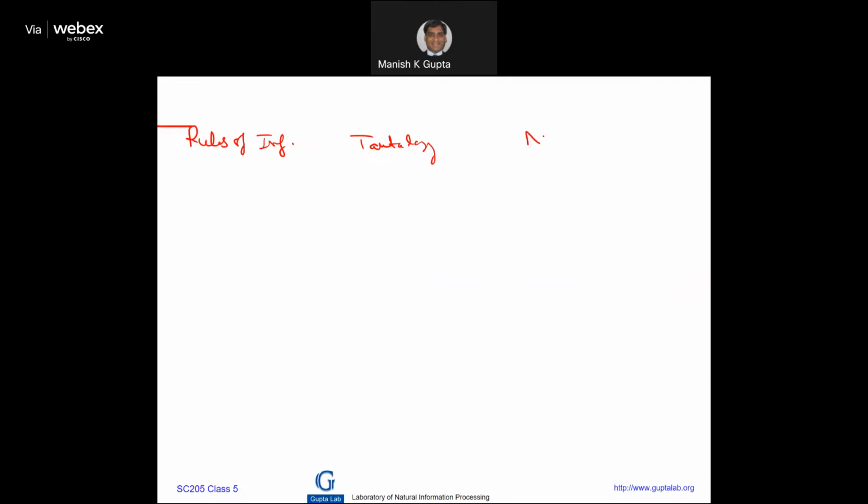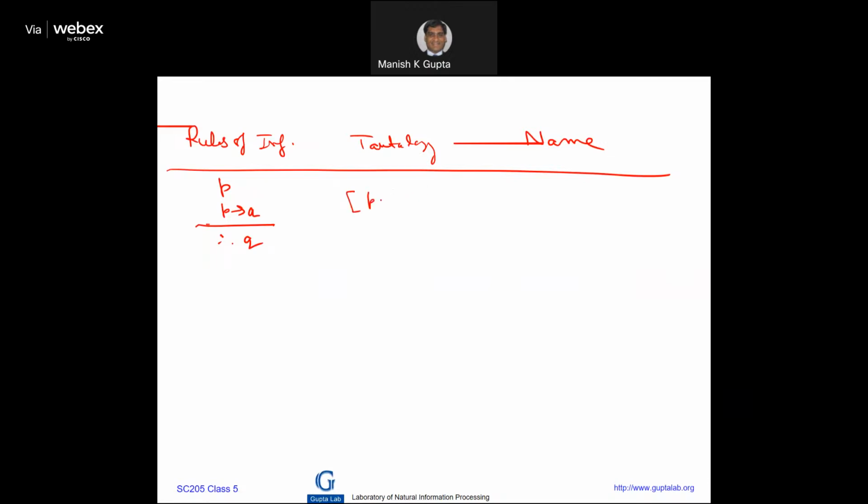Tautology and the name. P implies Q, therefore Q. P meet P implies Q, and the name is modus ponens. That is the name for one of them.